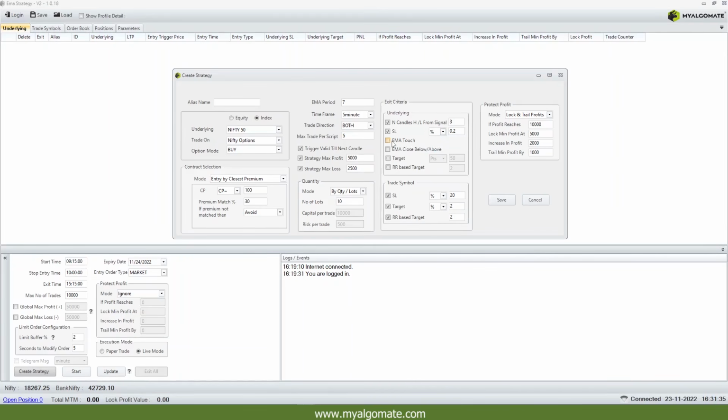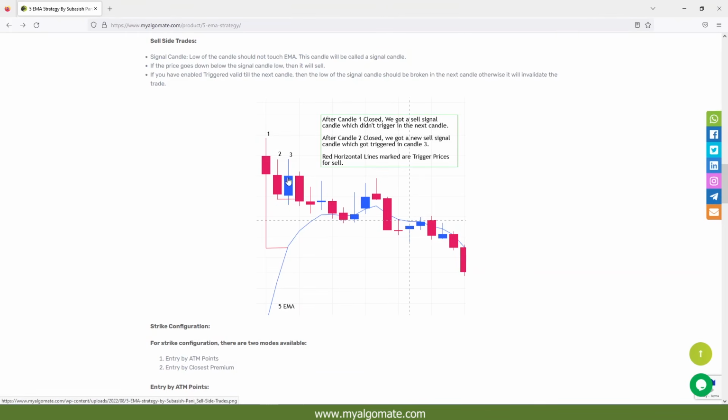Now the third exit type is EMA touch. So once you get an entry, like in this scenario you get the entry in the third candle, after that whenever LTP touches the 5 EMA value it will exit. So in this case this red candle which I am showing, it is touching the 5 EMA. So whenever LTP touches the EMA for the first time, it will exit.